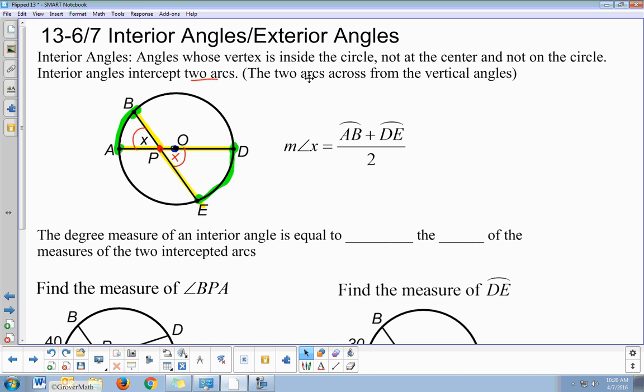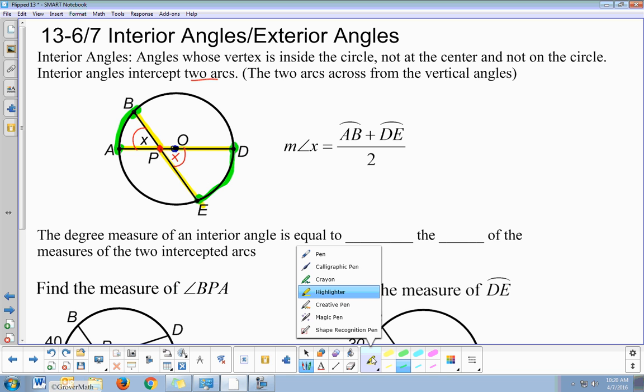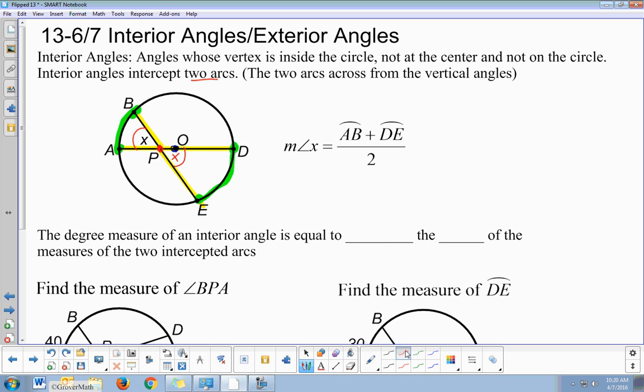And what it says up here is an angle of vertex inside the circle, not at the center, not on the circle. Interior angles intercept two arcs. The arcs across from the vertical angles. And so that's what we're doing here. And we actually have a little bit of a formula. It's not just as simple as half or equal like inscribed and central.